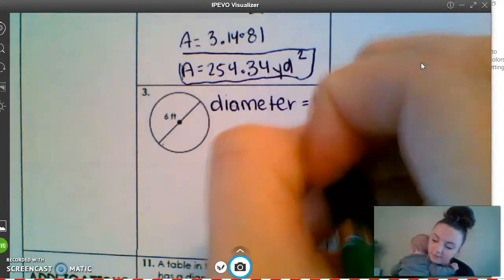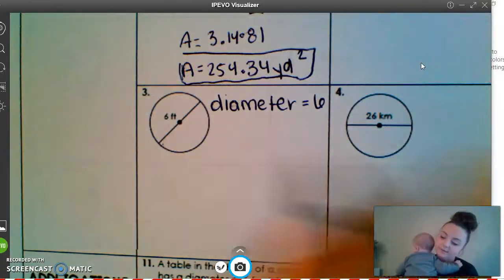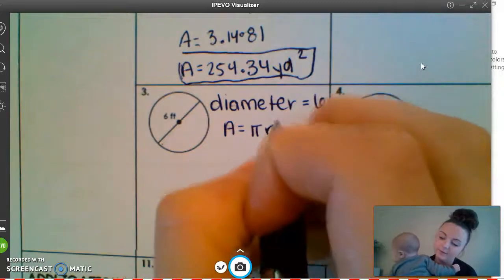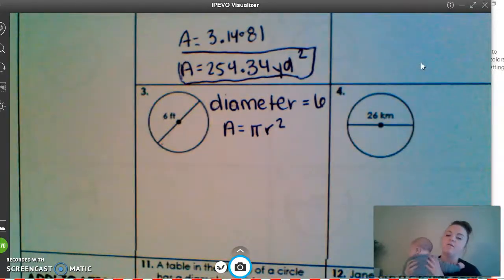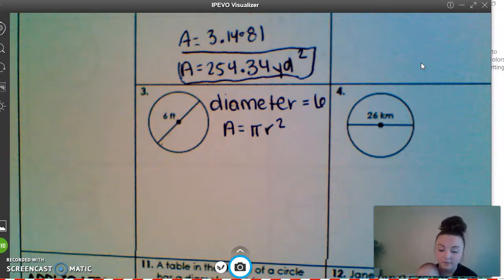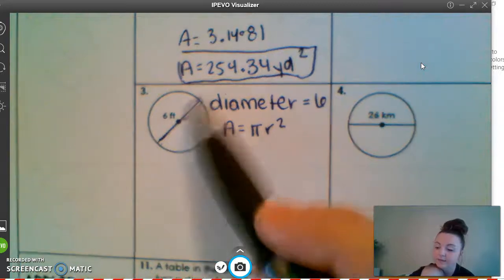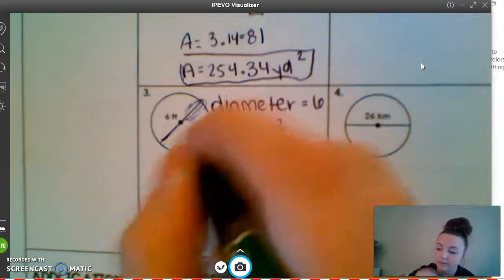If I'm trying to find area, the formula that I use is pi r squared. Well, that means I need the radius. How do I get the radius from the diameter? The radius is half of the diameter. So if the whole thing is 6 and I only want this, then this side would be 3.